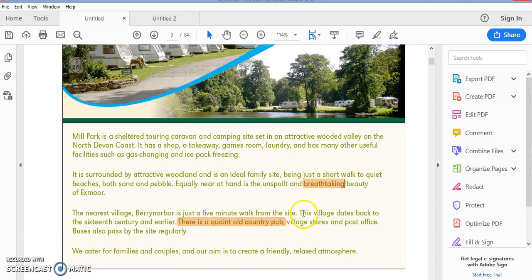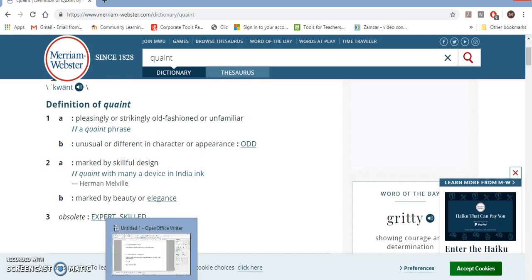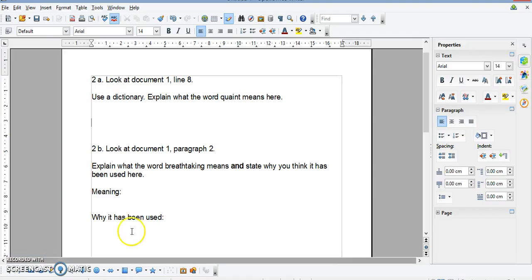So, it says here, the village dates back to the 16th century and earlier, and there's a quaint old country pub. So you've got the word old immediately following the word quaint there. Now that indicates to me that we're probably looking at definition 1A here: pleasingly or strikingly old-fashioned or unfamiliar. It's talking about something that's very old, old-fashioned, and still quite pleasant to look at. So I think we can put that down as a definition.